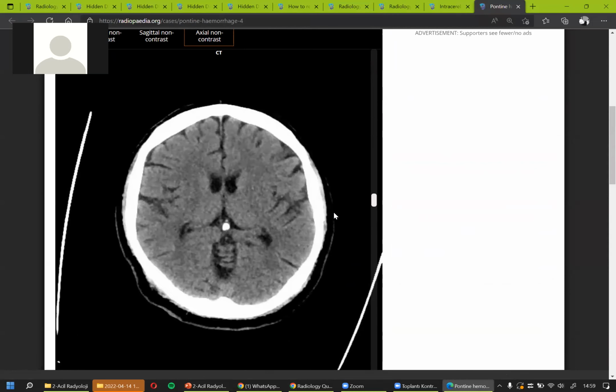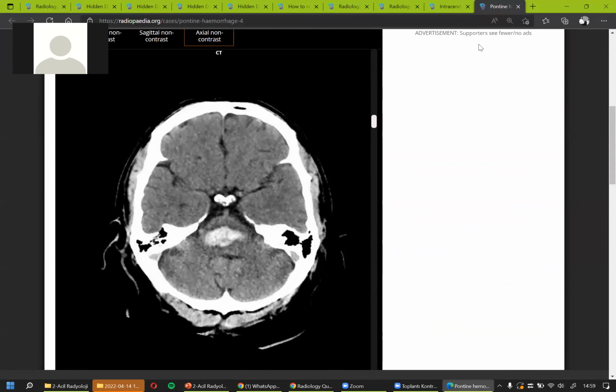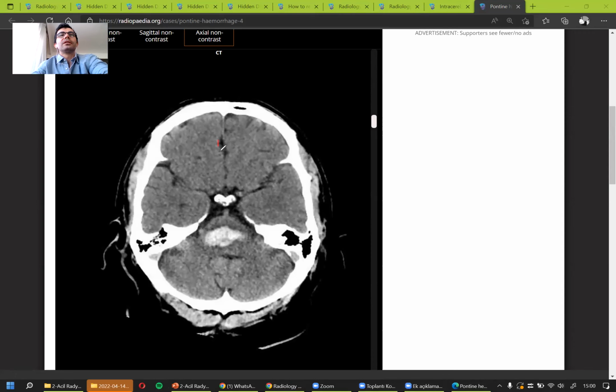I'm seeing something, right? Everywhere? No, not everywhere. The subarachnoid spaces are quite nice, right? Everything is normal. So it's in the pontine region, right?